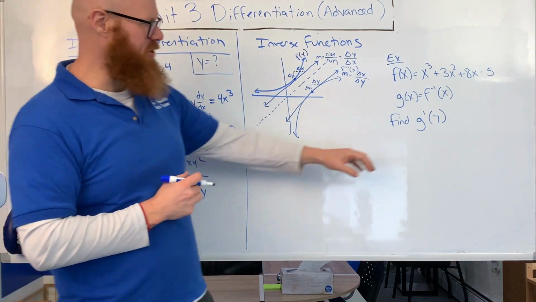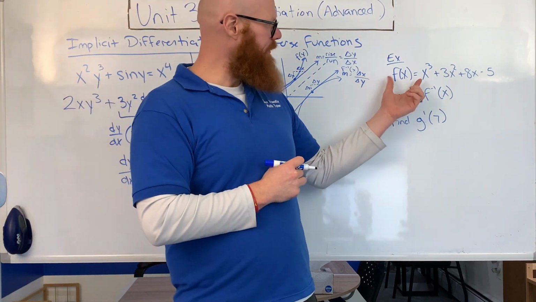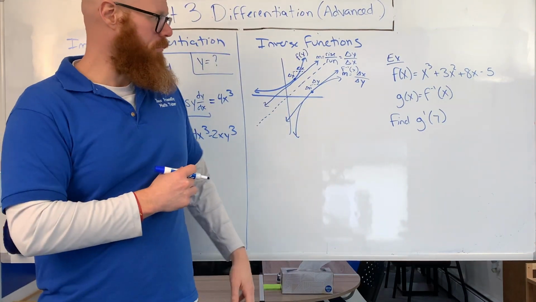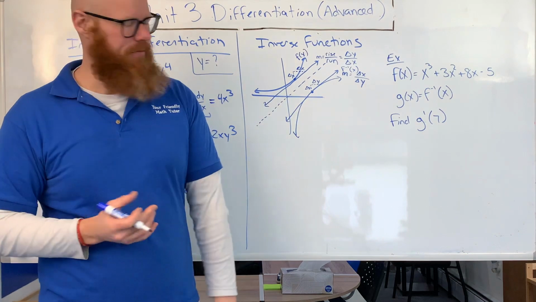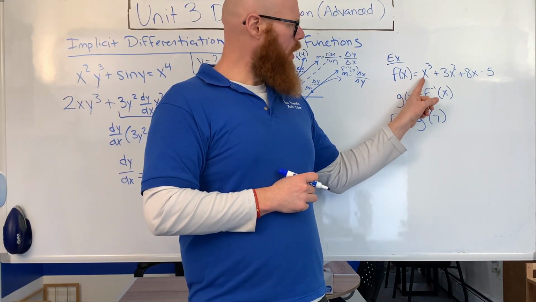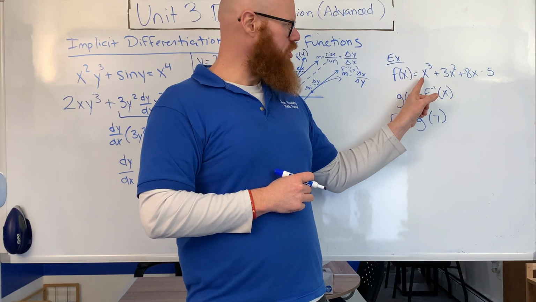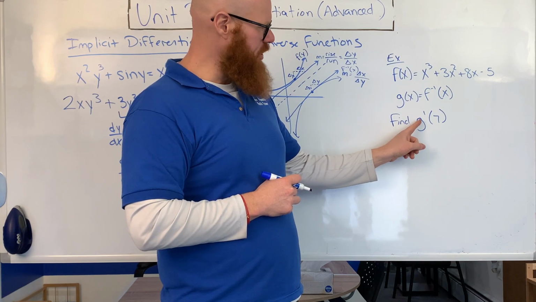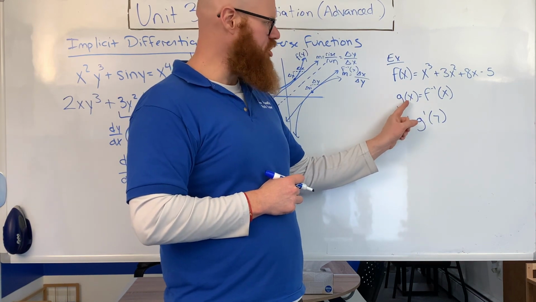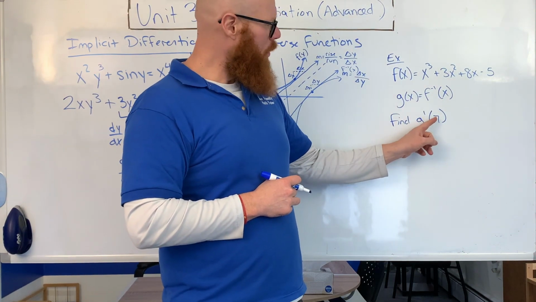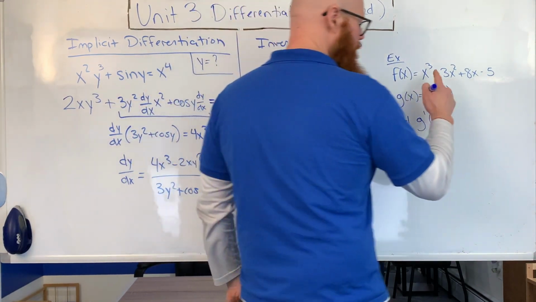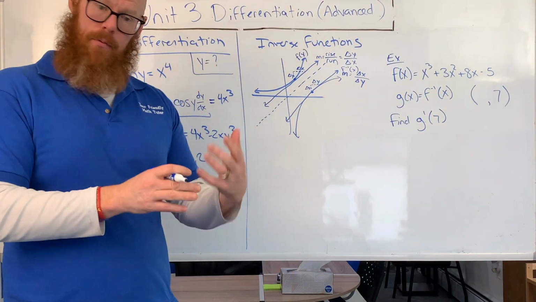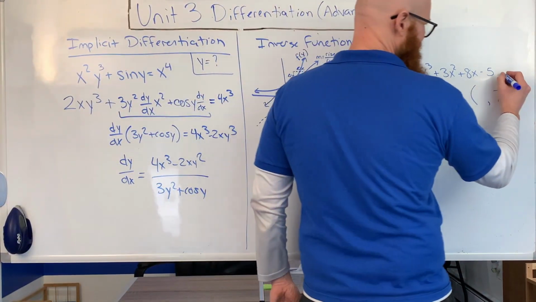So let's see that in action. What we have is f of x is some function. I made it a function that would be almost impossible, if not actually impossible, to find the inverse of. So what I'm going to do is figure out what point is on this graph. I'm going to know that because it's going to be g prime of 7. If I want to find g prime of 7 and g is the inverse of f, that means 7 is the output of this function. So on the f graph, I have some point (something, 7). And I need to find that point. Well, I can do that simply by setting this equal to 7.